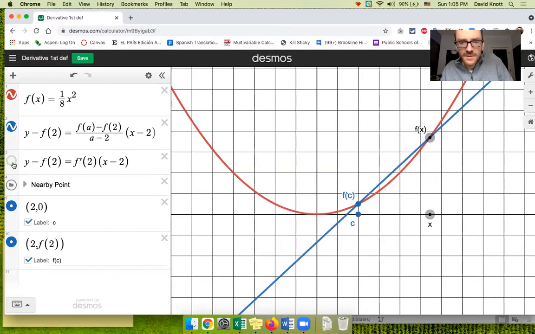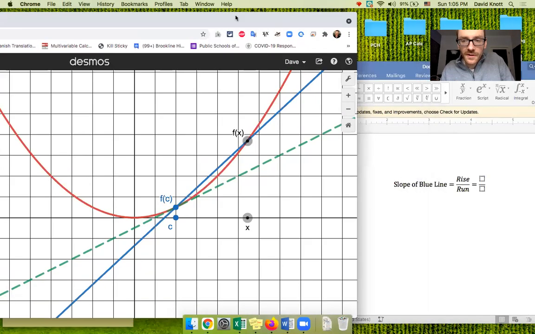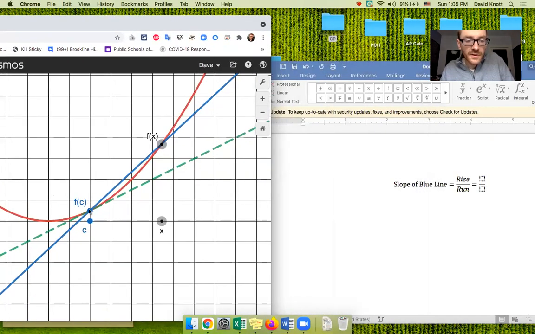Let me just hide this other stuff for just a second. We got this point c, and we've got this function f, the red curve. And then this point is the point on the graph of f above c. What's the y coordinate of this point? It's the value of the function at c, right? It's f of c, okay? So just to make that clear. So the y coordinate of this point here is f of c, and similarly, the y coordinate of this point here is f of x, okay?